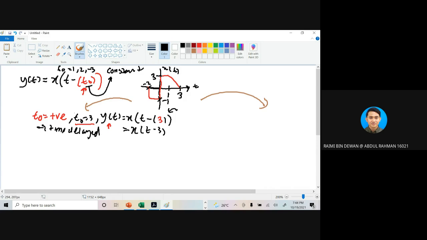Okay, and then it will experience the shifting to the right. So it will move to the right. Okay, it will move to the right. So let's consider the drawings, the sketching of the signals. Remember, if t is positive, it will experience time delay, and it will be shifted to the right.